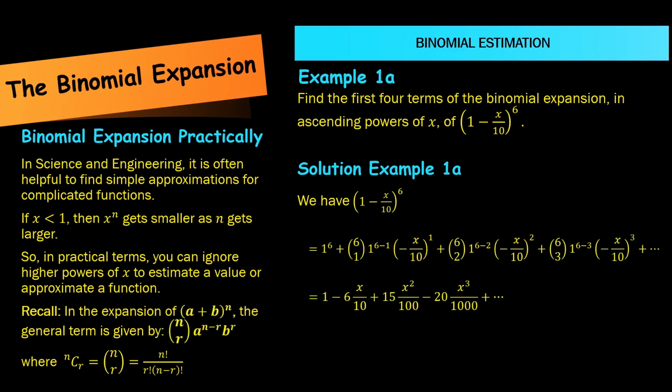So tidying up gives us this expression. 1 to the power 6 is 1. The second term becomes minus 6 times x over 10. The third term becomes 15x squared over 100. And the fourth term becomes minus 20x cubed over 1000, and so on. Hence we've completed part A.